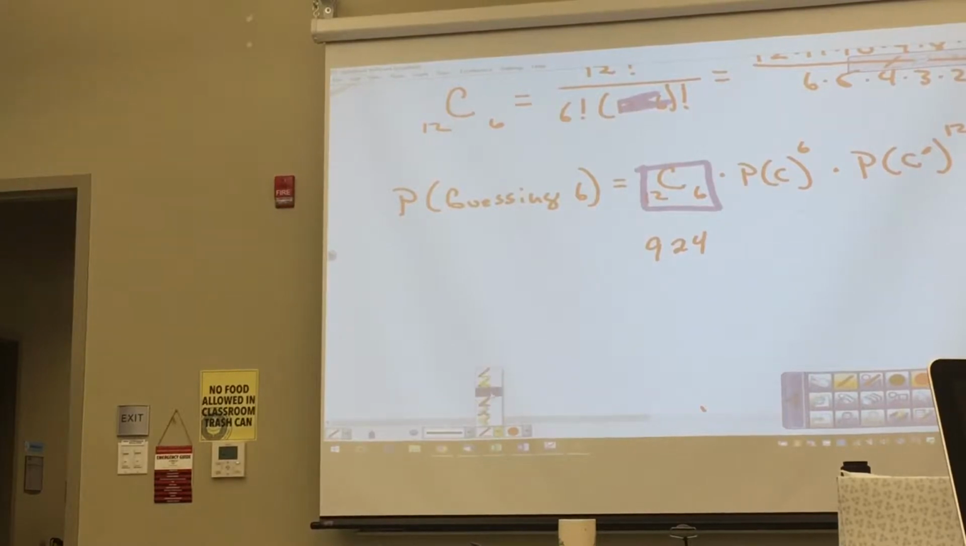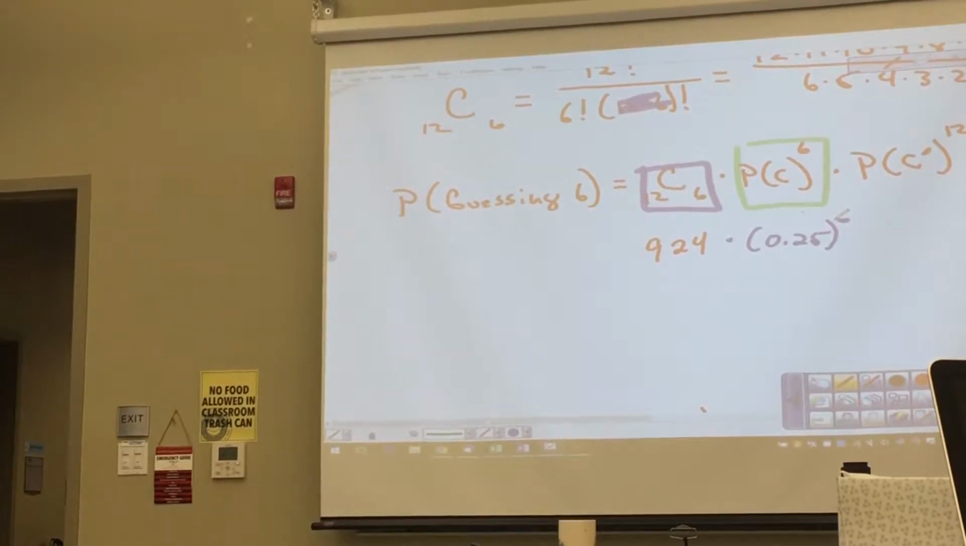Then I'm going to look at it, and I now want to know what this piece is. So what's the probability of being correct? 0.25. 0.25, and I wanted to get 6 of those.